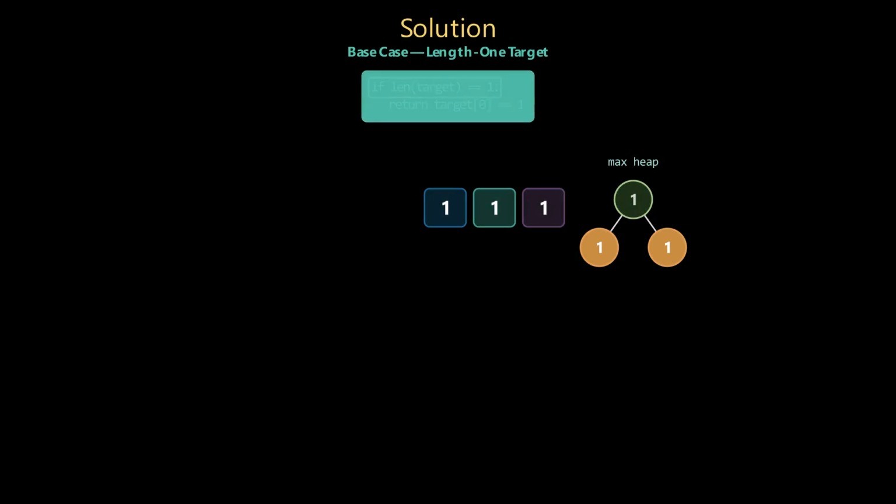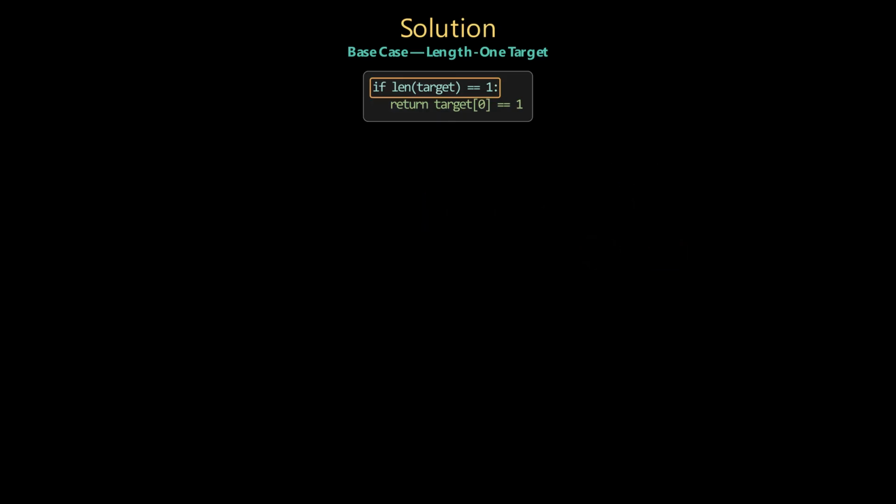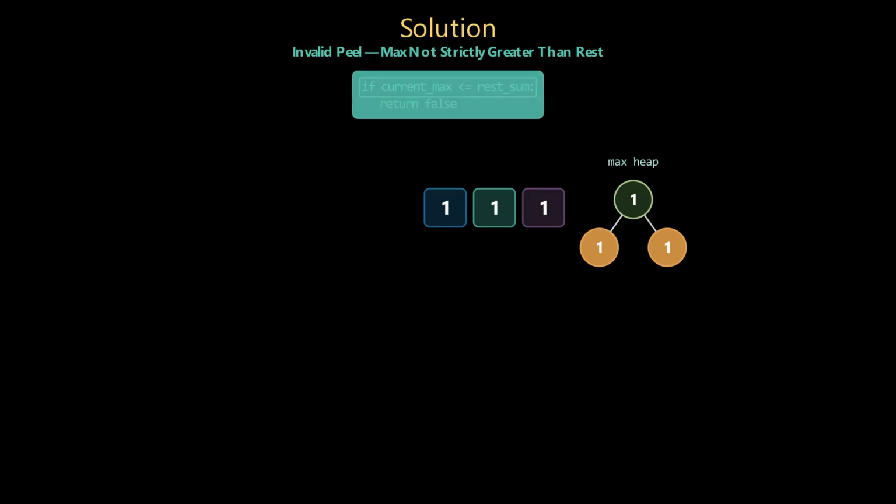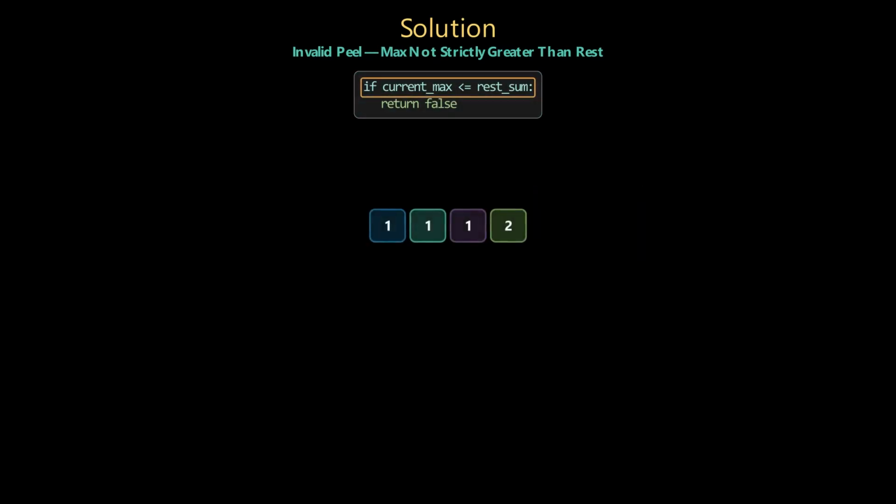In code, we handle this before the loop. If the target has only one element, it must already be 1. A lone 5 returns false. A lone 1 returns true. Inside the loop, if the maximum is not strictly greater than the rest of the field, the timeline is broken. Problem example 2 fails here, 2 is not greater than 3.